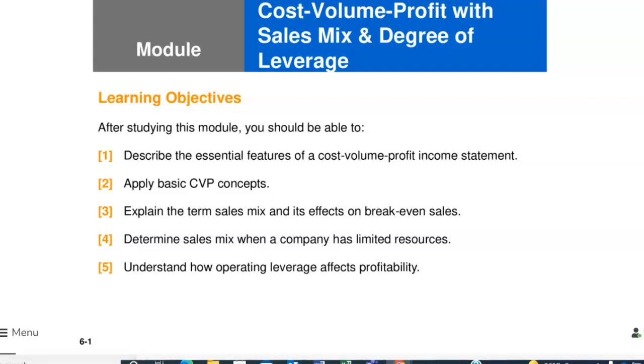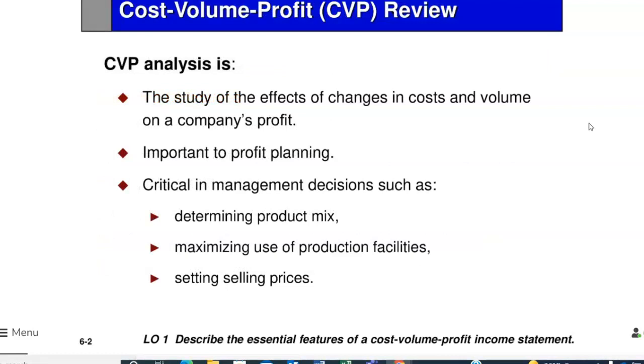And our topic for the last 3 sessions, or this session and the first 2, are all about understanding cost behavior, fixed and variable costs. So we're going to go through a bit of review again and the very basic CVP concepts. Then we get into sales mix, okay?